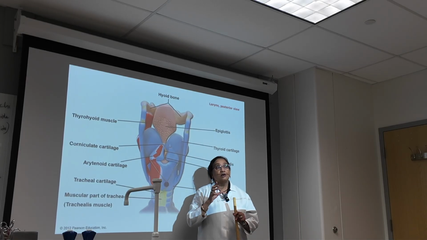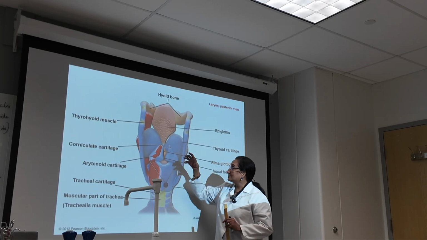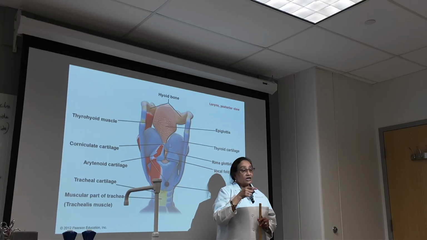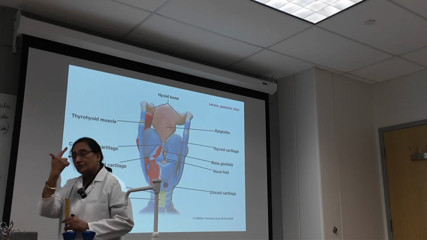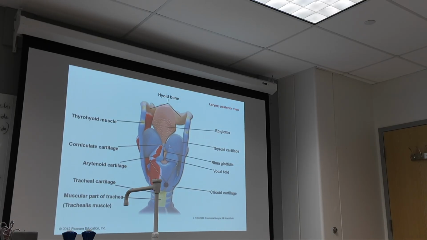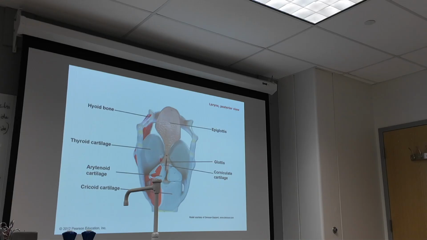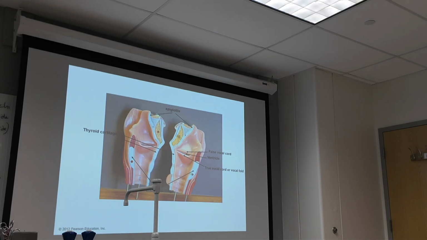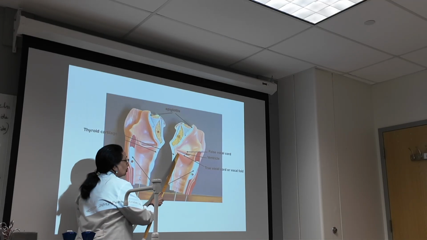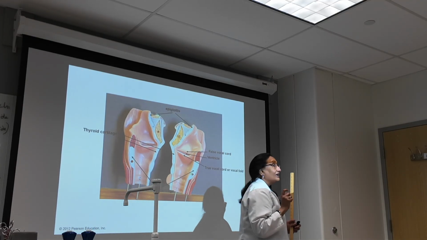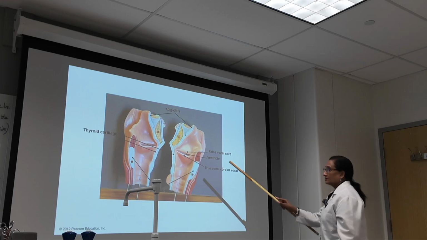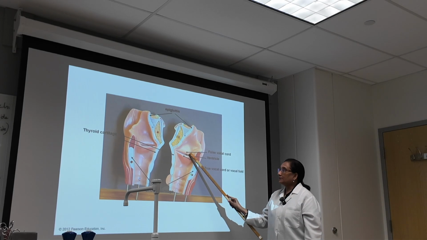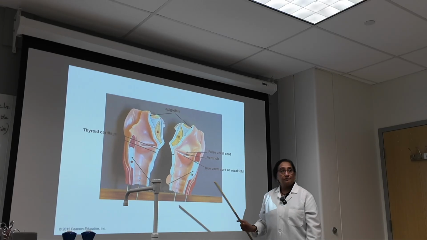Okay. Now, inside this structure is the actual voice box. So this is just a protection around it. The voice box is made up of, let me show you here. It's made up of two pairs of elastic cartilage. Two pairs of elastic cartilage. One pair at the top, one pair at the bottom.